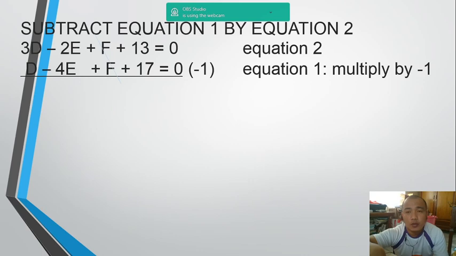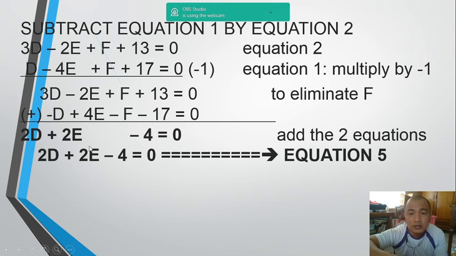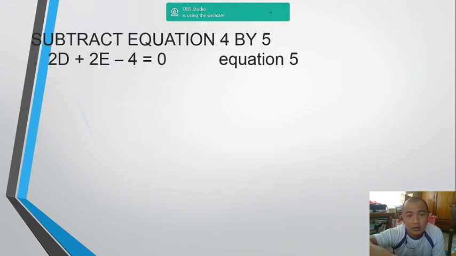Next, subtract equation 1 from equation 2. Multiply equation 1 by negative 1 to eliminate f. Then add the two equations, 2d plus 2e minus 4. So 2d plus 2e minus 4 equals 0. Or we can still simplify this, right? We can simplify it: d plus e minus 2. It can't be simplified further, same as before.